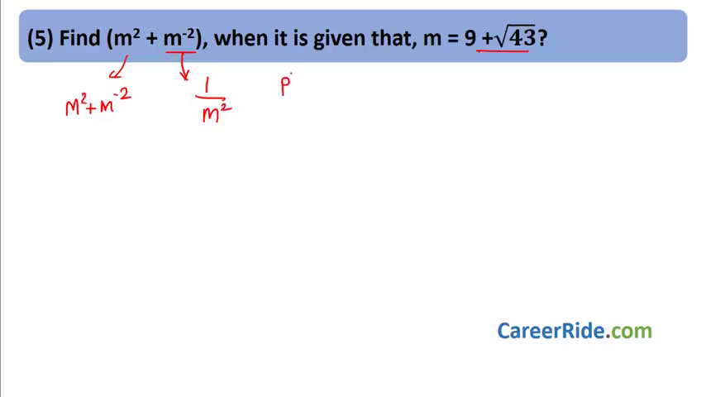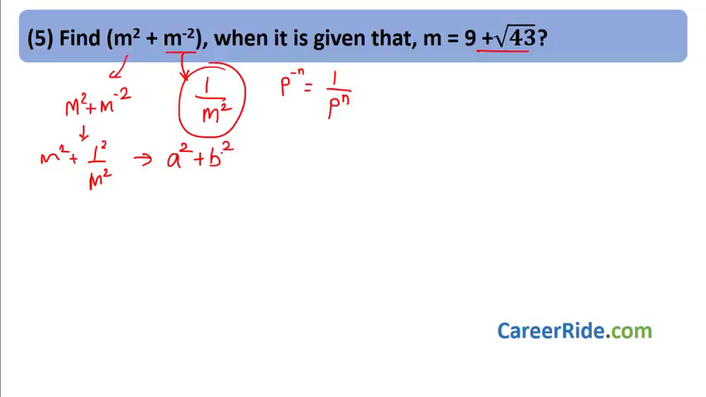We have seen p raised to minus n is nothing but 1 upon p raised to n. So m raised to minus 2 is 1 upon m raised to 2, or 1 upon m square. So what do we get over here? m square plus 1 upon m square. Okay, this 1 upon m square means 1 square upon m square. So this looks similar to a square plus b square.